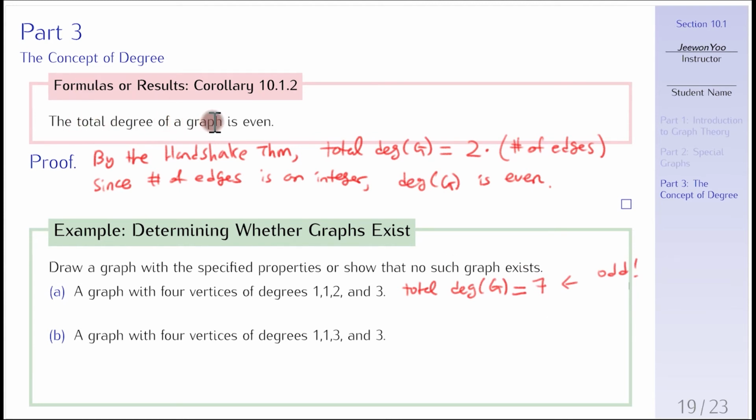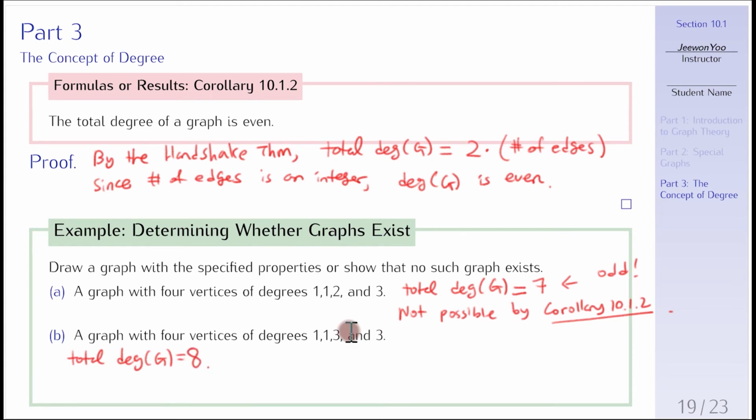The total degree of a graph must be even. Therefore, this is not possible by this result. Part B, a graph with 4 vertices of degrees 1, 1, 3, 3. Oh, actually, the total degree of graph is what? 6 plus 2 is 8.